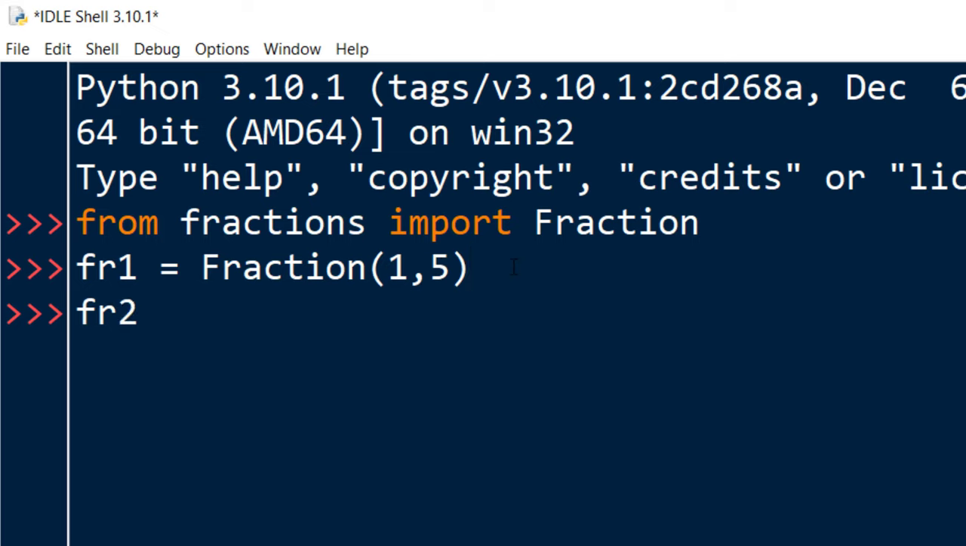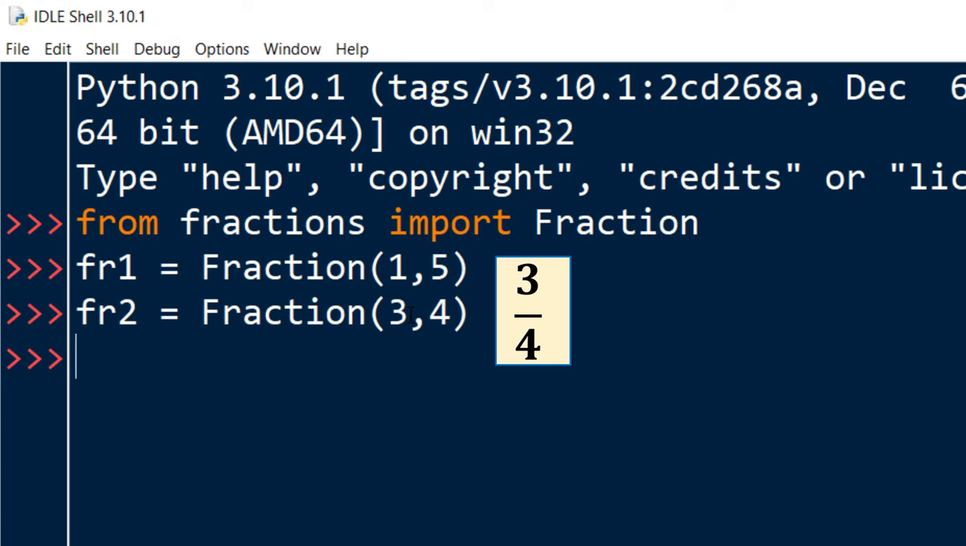Let's create one more fraction. This first fraction means 1/5. Let's create another fraction, for example, 3/4. And now we can use these fractions in our expressions.